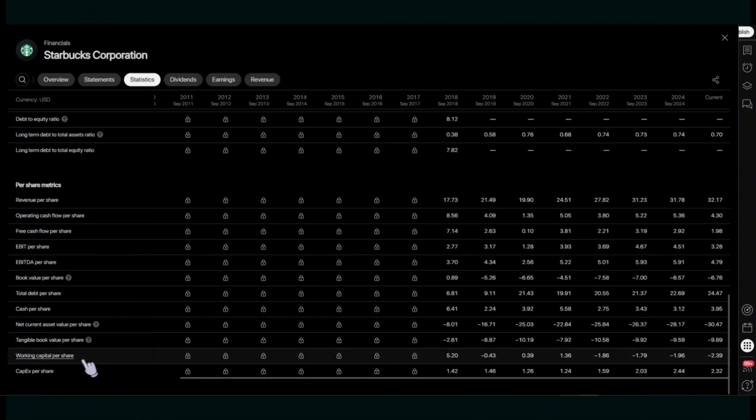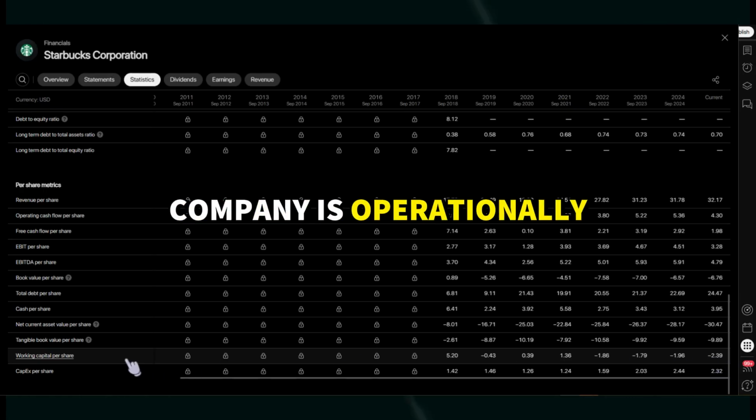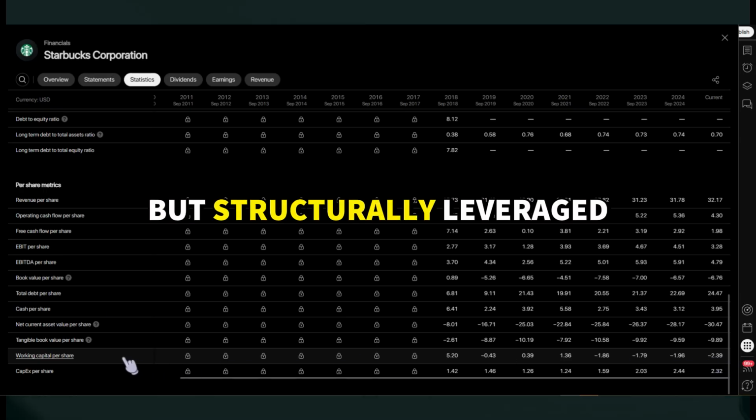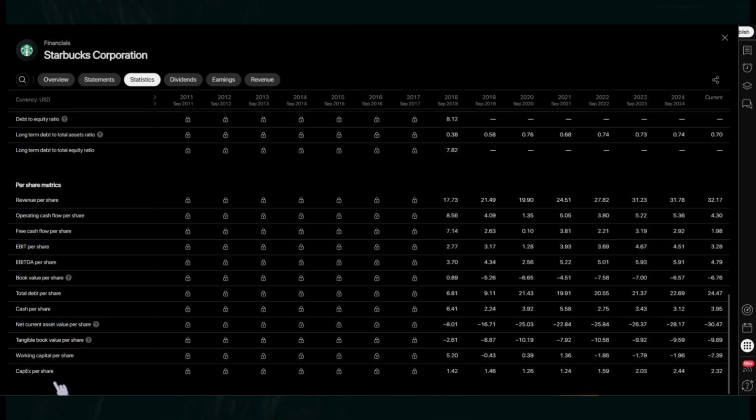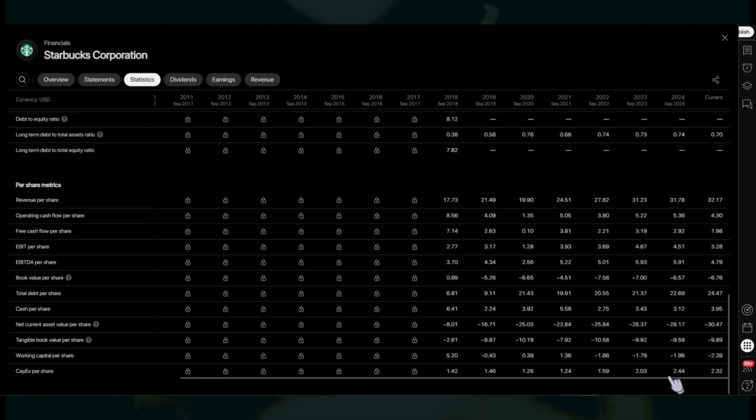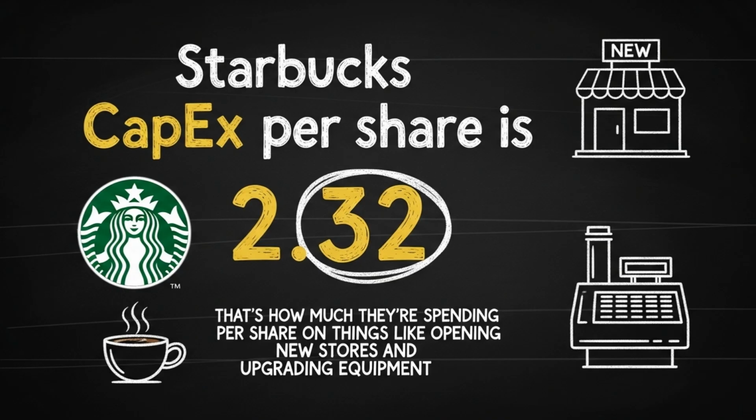Working capital per share is negative 2.39. Same theme. The company is operationally strong, but structurally leveraged. CapEx per share is 2.32. That's how much they're spending per share on things like opening new stores and upgrading equipment. Reinvestment is crucial for growth, and $2 per share seems reasonable.